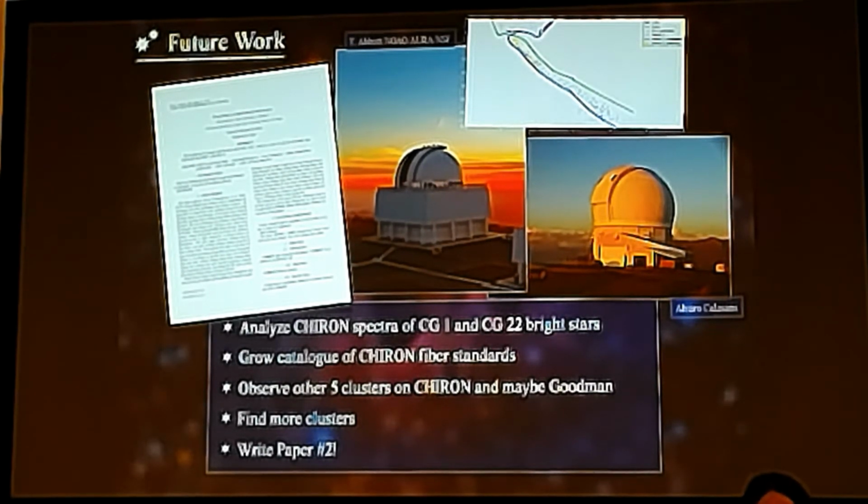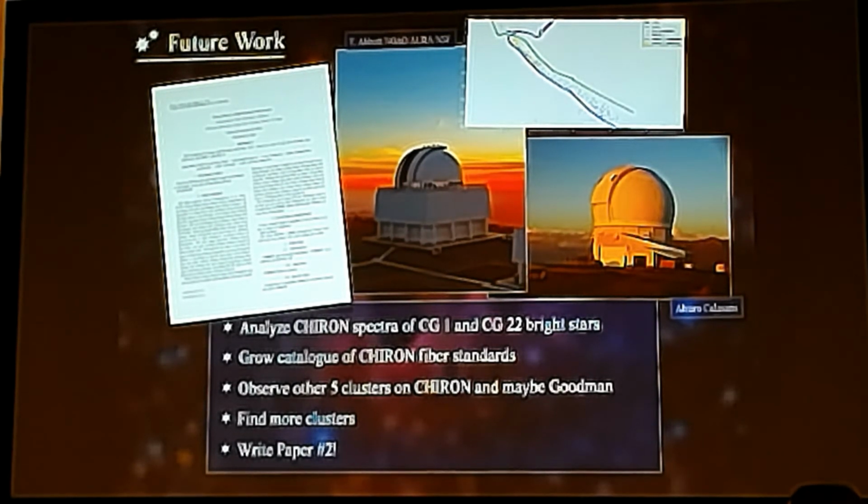We also want to grow our catalog of spectral standards. All right, so we have a few observed under the same conditions as CG1 and CG22, but we want some more. So we're working on that because it'd be nice to get all those spectral types to compare to and just have more nice spectra to compare to. Get better radial velocities, et cetera, and better temperatures.